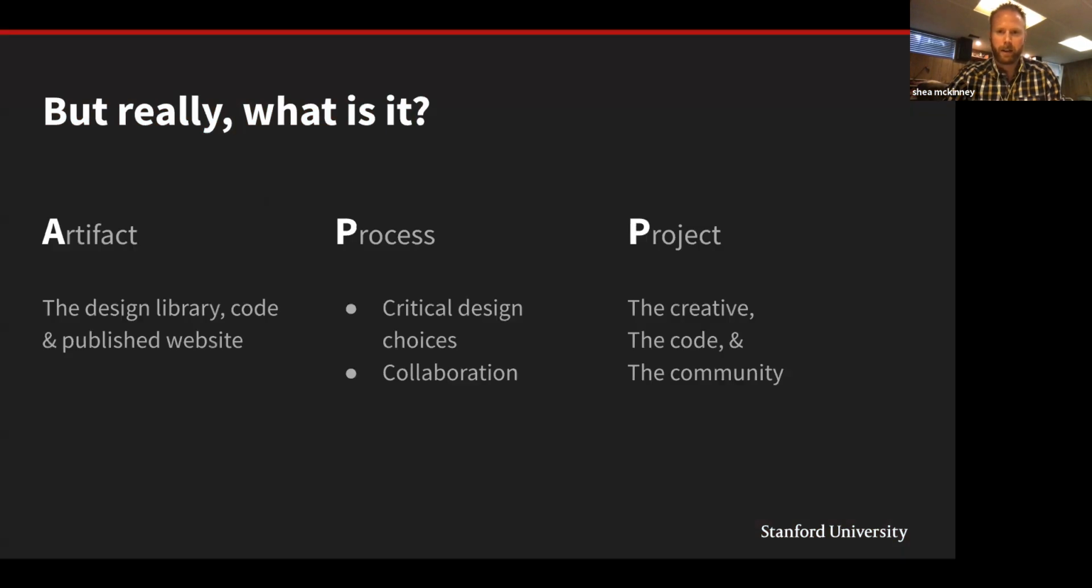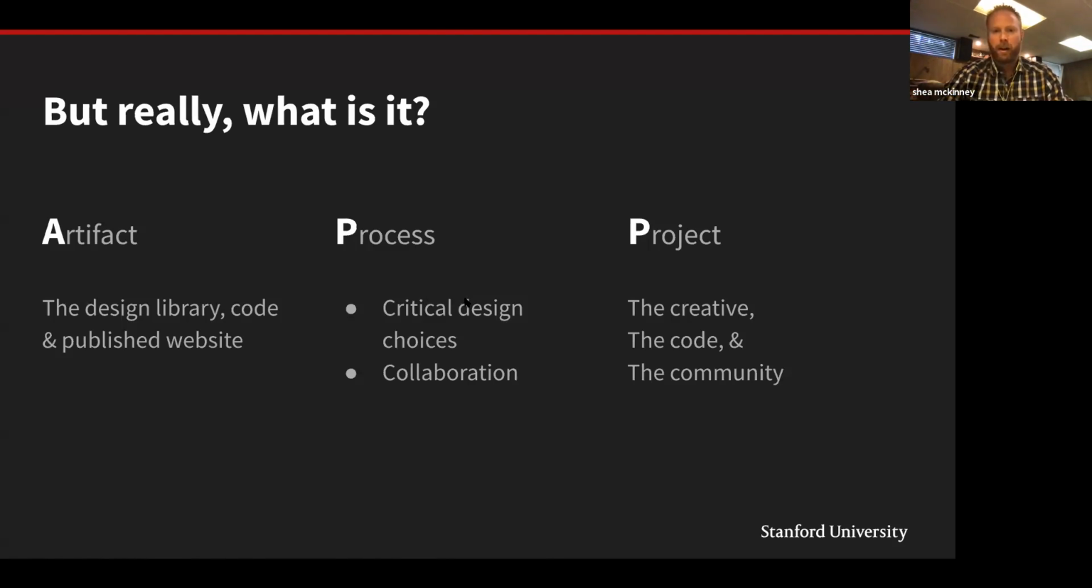So, what is it? We came up with this kind of cute little acronym. We call it an app. It's not an app you can download and put on your phone, but we call it an artifact in the sense that there's a design library we have in Figma, and we've got a bunch of code that's a living style guide that's up on a website, decanter.stanford.edu. I know I'm giving that away early, but you can help do that if you have a device in the crowd. But it's also a process.